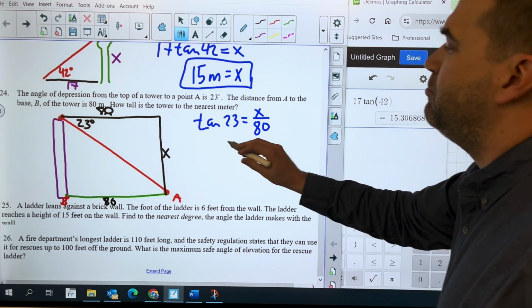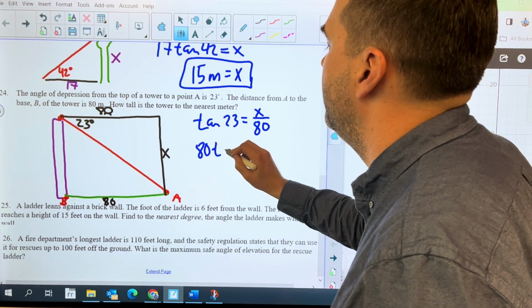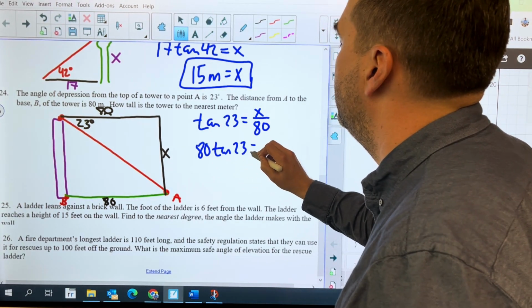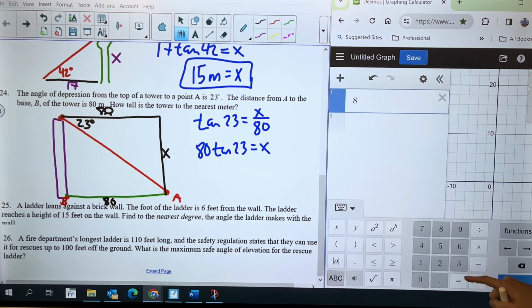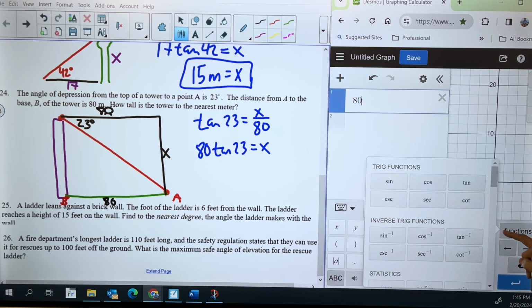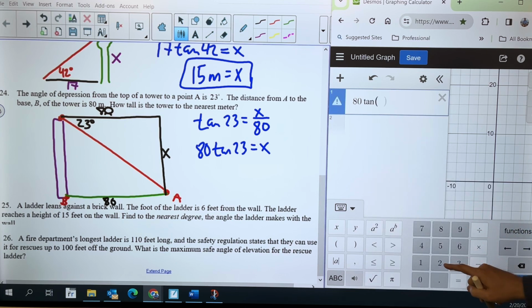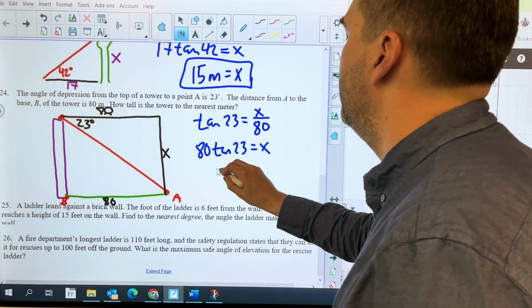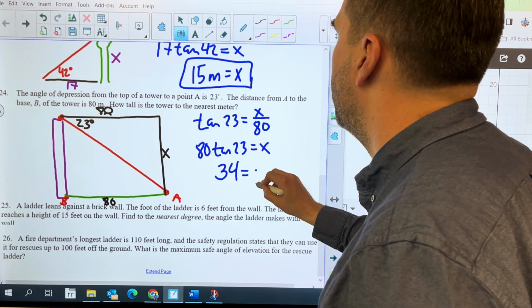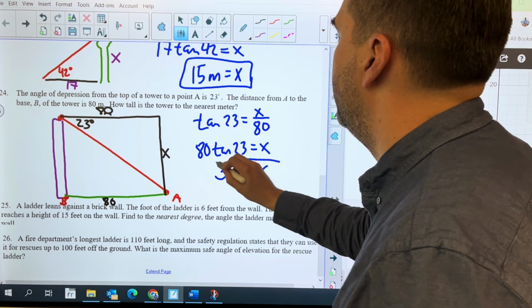We'll multiply both sides by 80. And so we end up with 80 tangent 23. 33.95, nearest meter, we got 34. Sorry, 34 meters.